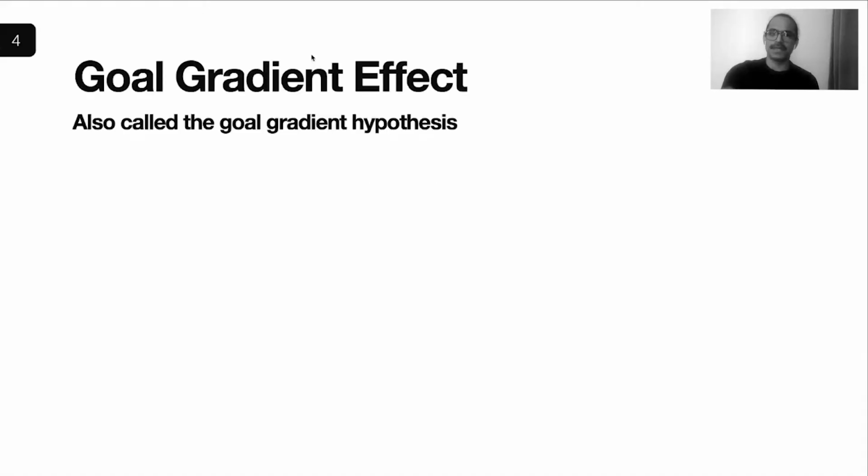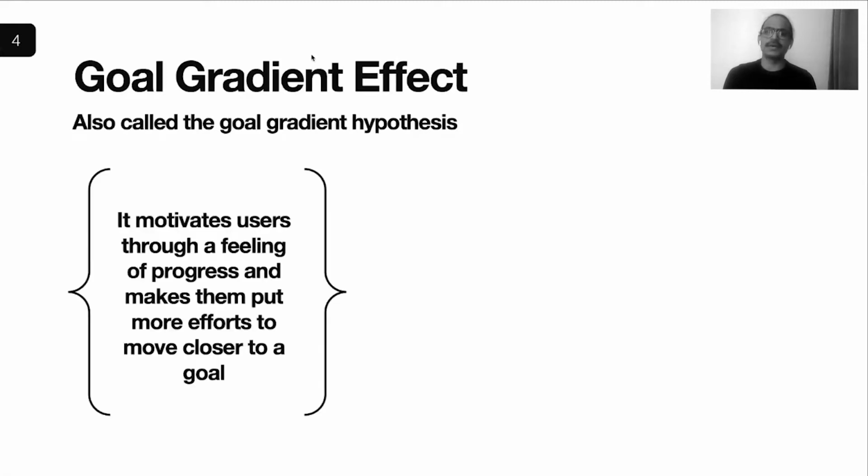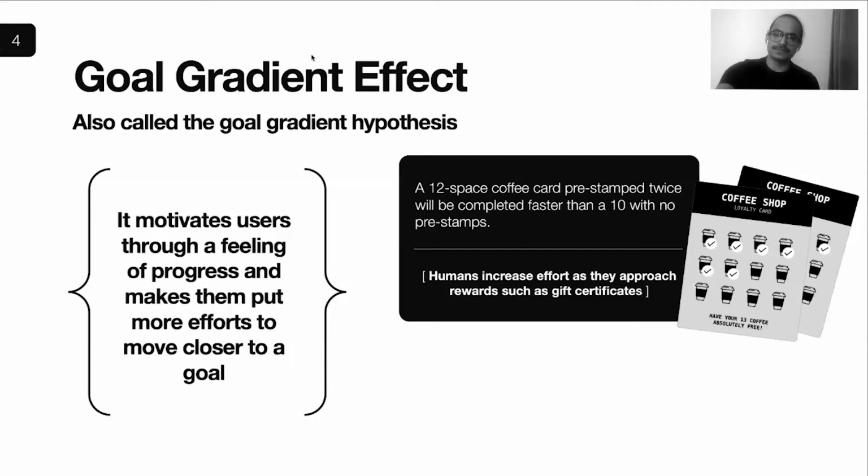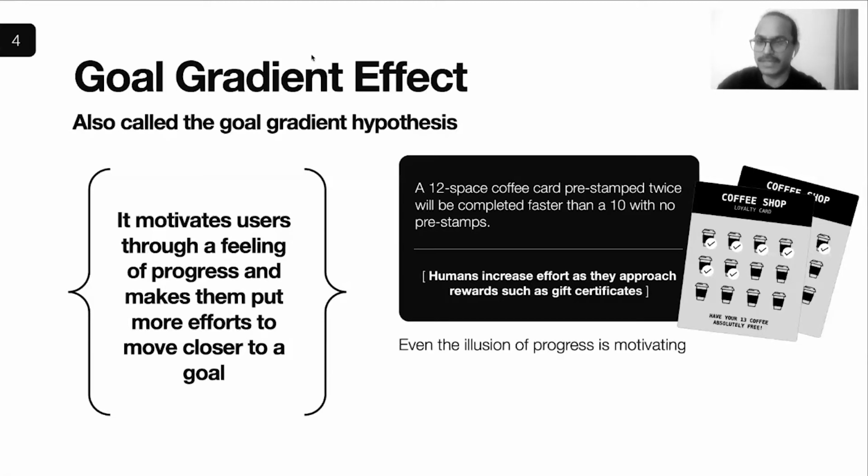Next is the goal gradient effect. It's also called the goal gradient hypothesis, and it motivates users through a feeling of progress and makes them put more effort into moving closer to a goal. The best example is the loyalty card that we get from coffee brands. A 12-cup coffee card pre-stamped twice will be completed faster than a 10-cup card with no pre-stamp.